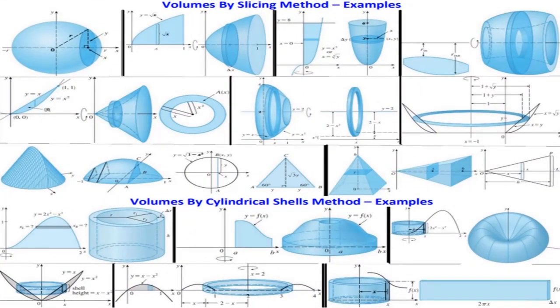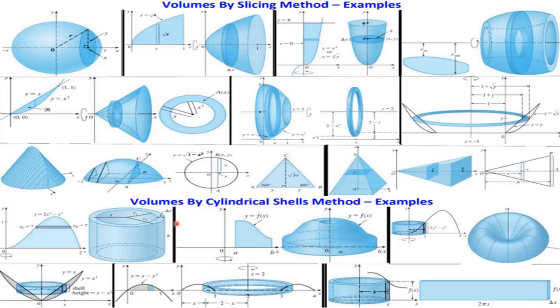Then I have here examples of some pictures of volume by slice method. For example, this is a sphere. When you cut this sphere into discs vertically, then you add all these discs, then you get the volume of the sphere, and so on. The other figures are the same.